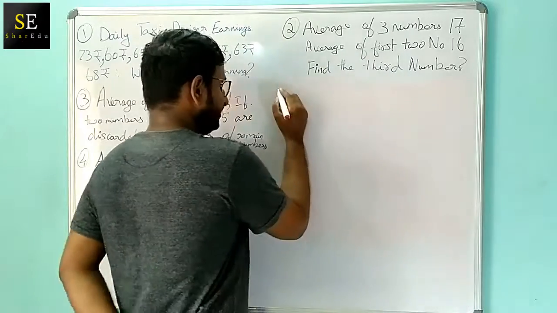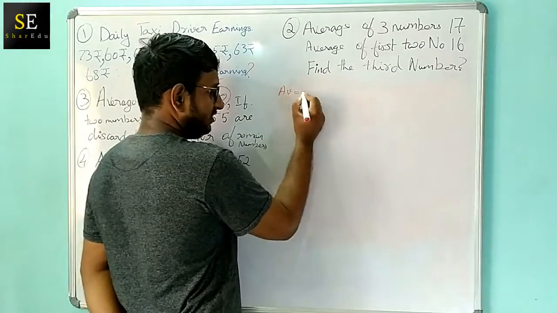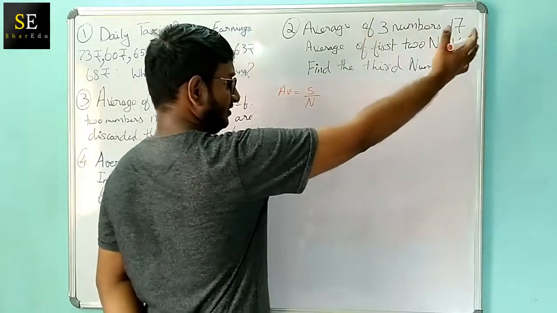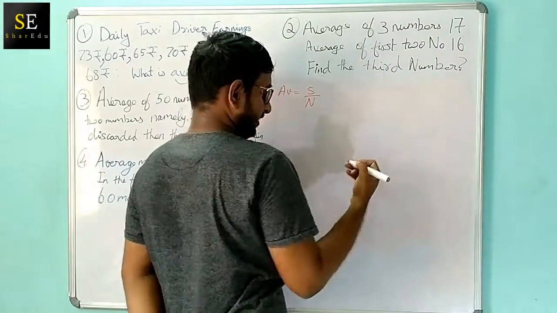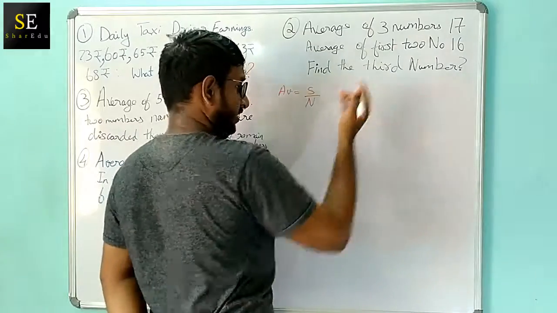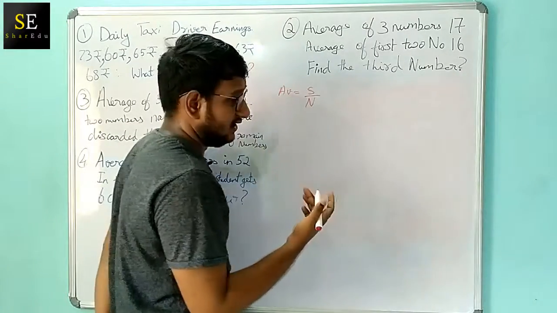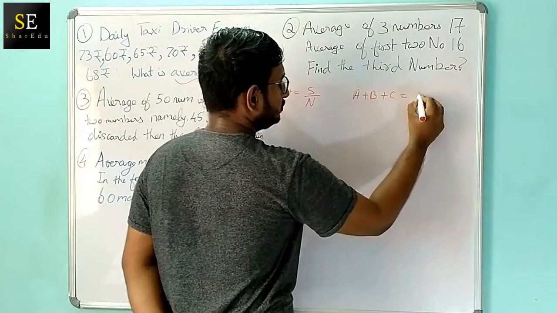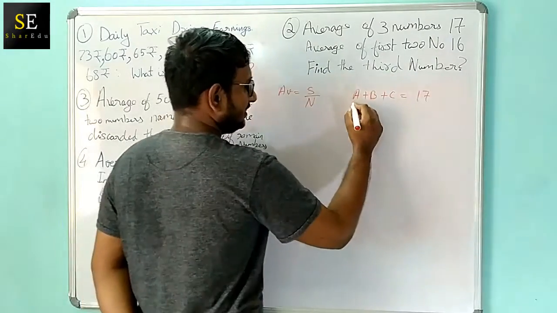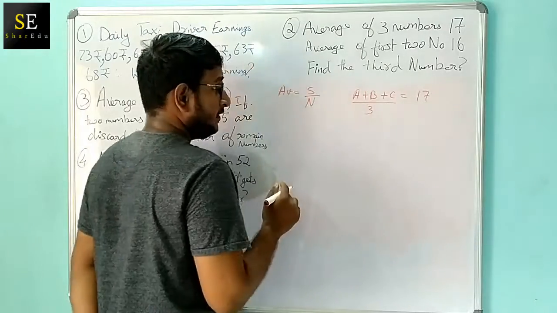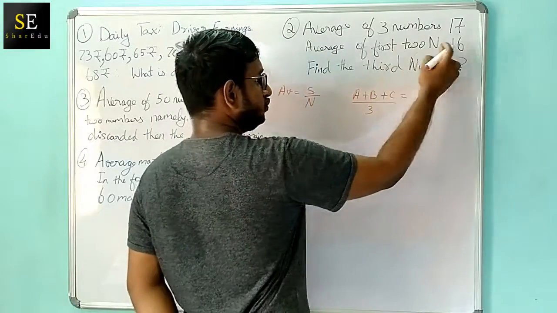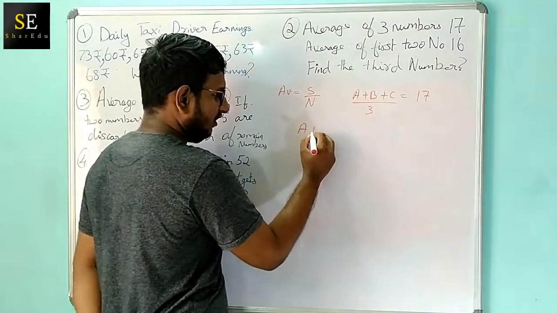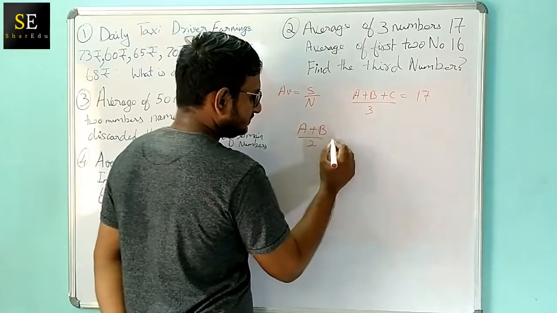So let's see the average formula again. Average is equal to sum by numbers, right? Now the average of 3 numbers is 17. So I am going to take 3 numbers, let's say A, B and C, so (A plus B plus C) divided by 3 is equal to 17. And they have given that the average of the first 2 numbers is 16. The first 2 numbers are A and B.